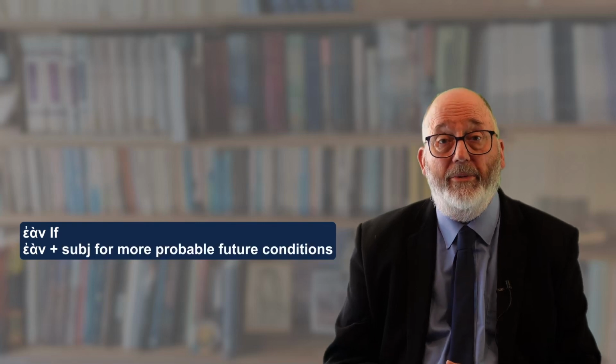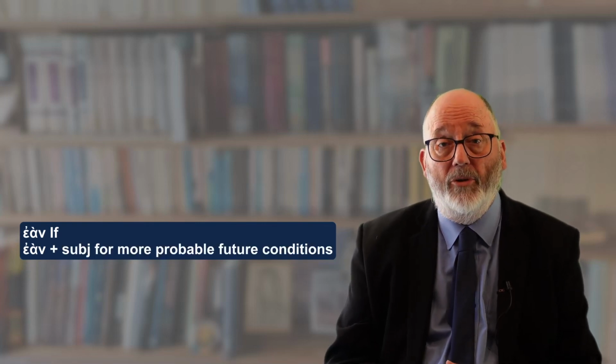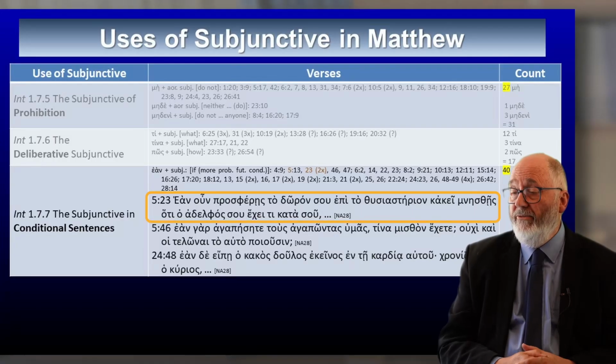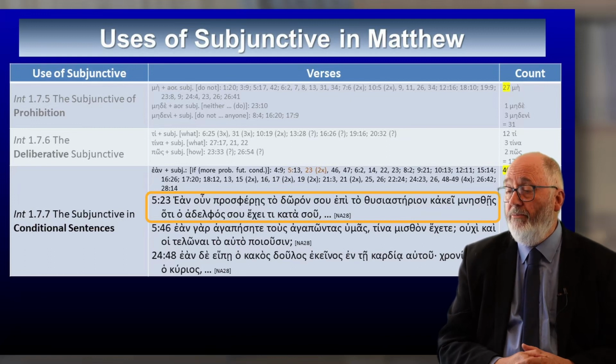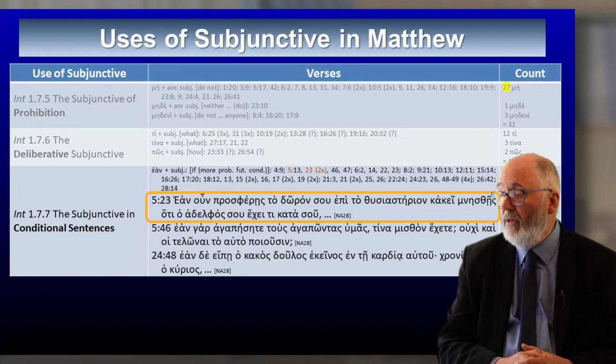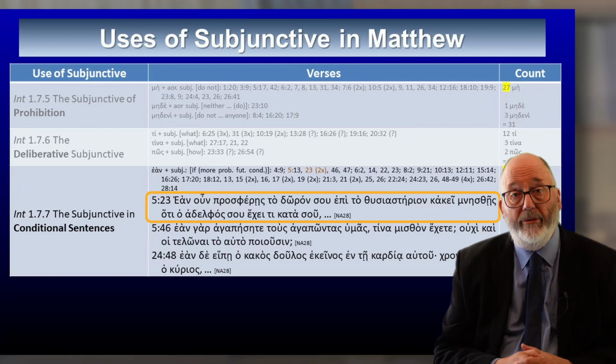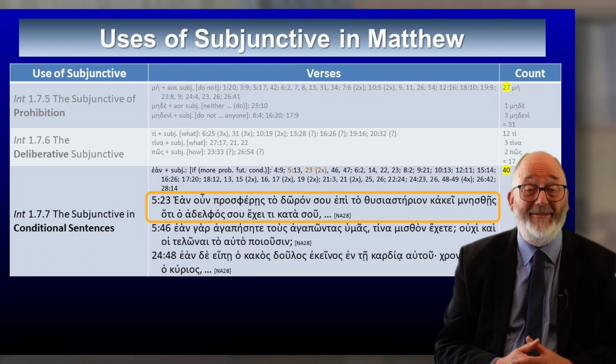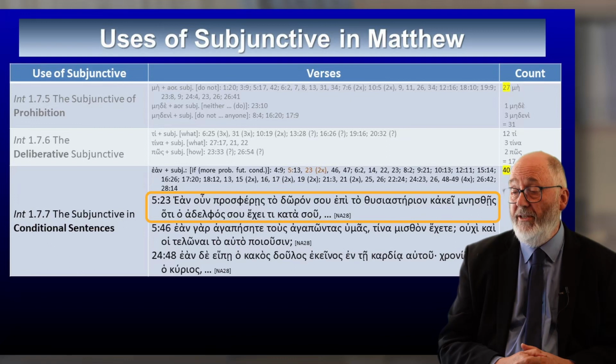There are no fewer than 40 conditional sentences in the Gospel of Matthew that are introduced with the word ean. Ean just means if. And when people are analysing conditional sentences, we say that ean is an indication of a more probable future condition. In English, though, we just translate it with the word if. Matthew 5:23. Ean oun prosphereis to dōron sou epi to thysiastērion. And if while carrying your gift to the altar you remember there that your brother has something against you, well, turn around and go and get reconciled first, Jesus says.